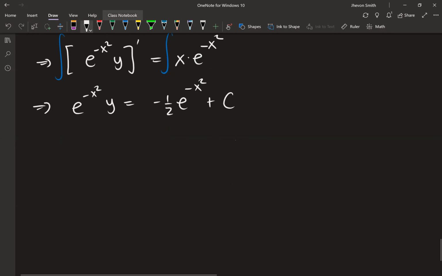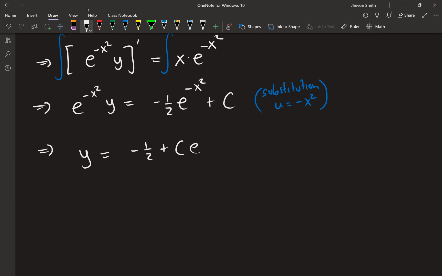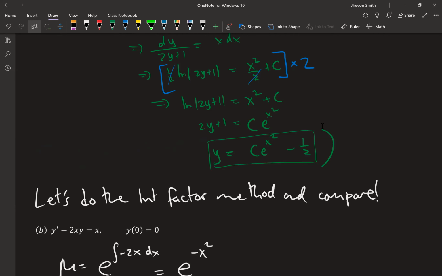And I didn't write it because we learned this like a year and a half ago in Calc 2. I did a substitution. Just did it in my head. Anyway, now we can multiply both sides by e to the x squared. So this gives us minus 1/2 plus c times e to the x squared. And if you look at our last one, hey, it's the same. So I got the same answer.